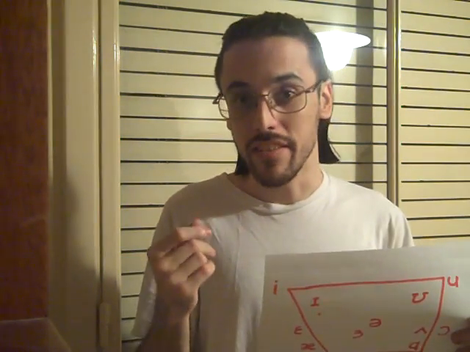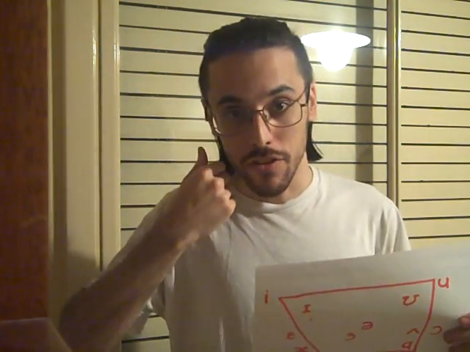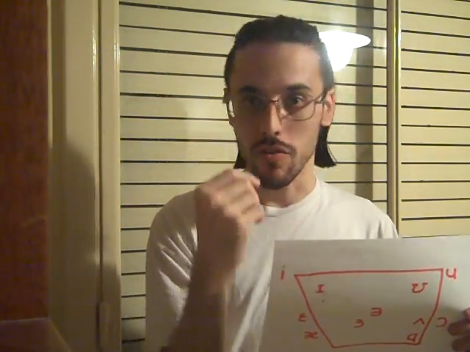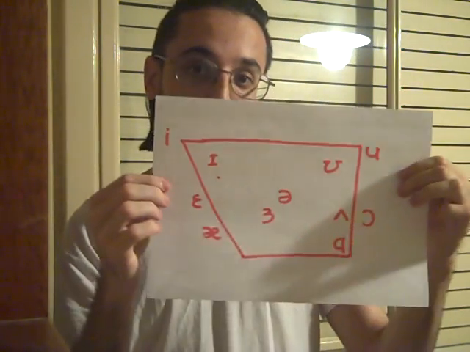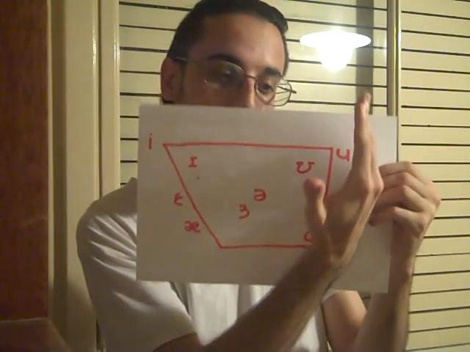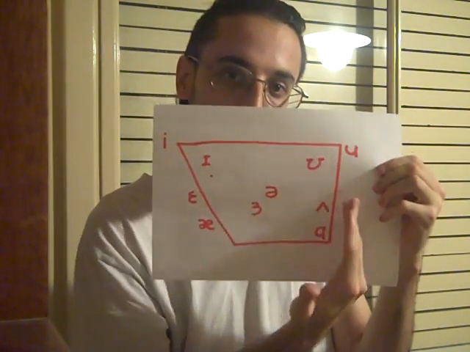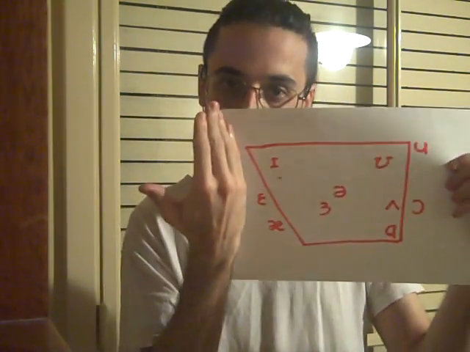Basically, are you raising the back of your tongue, the middle of your tongue, or the front of your tongue? So that's what front to back means. And on a vowel chart, this side represents the back, and this one represents the front.